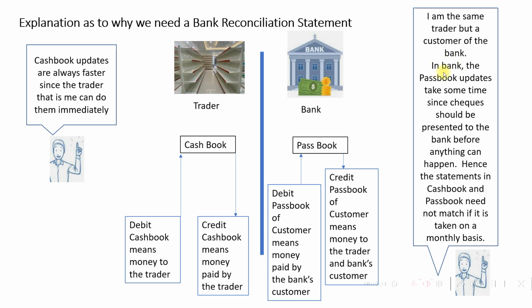Whereas the same trader, as a customer of the bank, knows that passbook updates take some time, since checks must be presented to the bank before anything can happen. Hence the statements in the cash book and passbook need not match on a monthly basis. So there is always a disparity between cash book and passbook, and that is why we need a bank reconciliation statement.